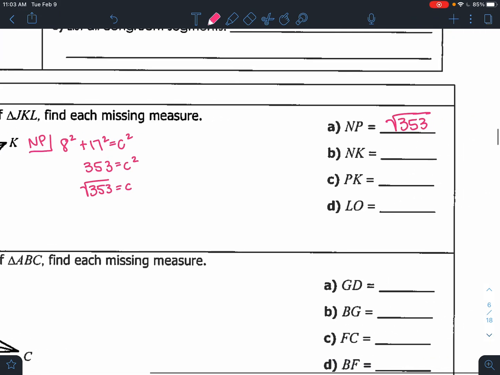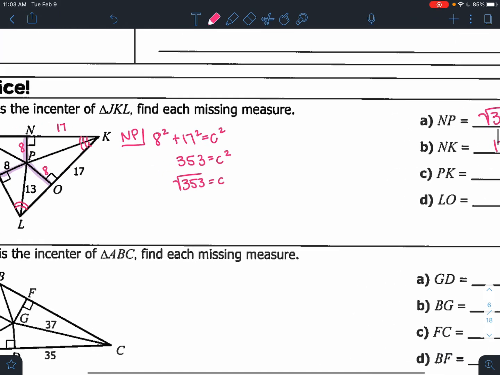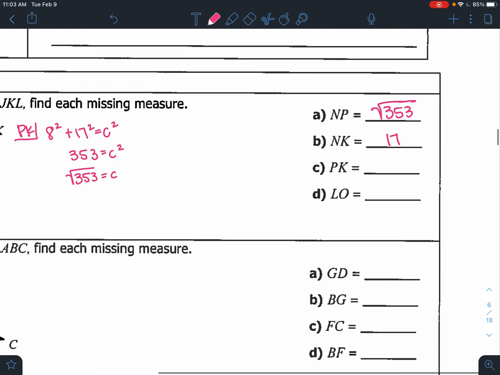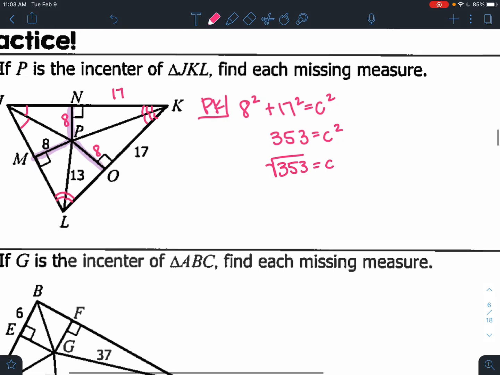NK, we moved around to be 17. PK, oh, I'm sorry, I goofed that up. This part should be PK, that's my bad. NP was the 8. Sorry about that. And the last one we need to find is LO.